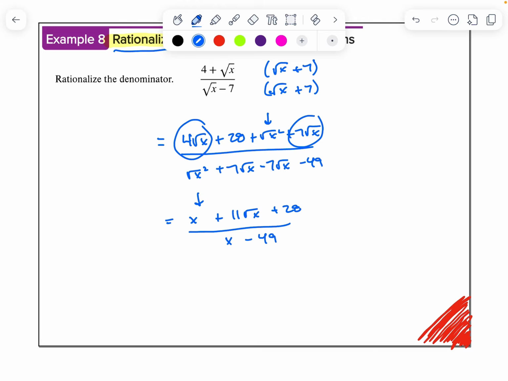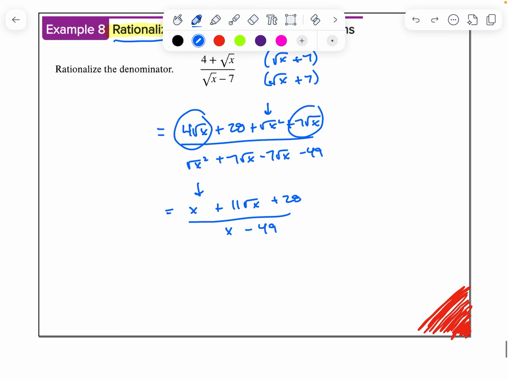The two middle terms that I circled, the 4 square root of x and 7 square root of x, turn into 11 square root of x. And the 28 just came down. Those two middle terms, like I said, are always going to cancel out. And the square root of x squared is the same thing as just x.